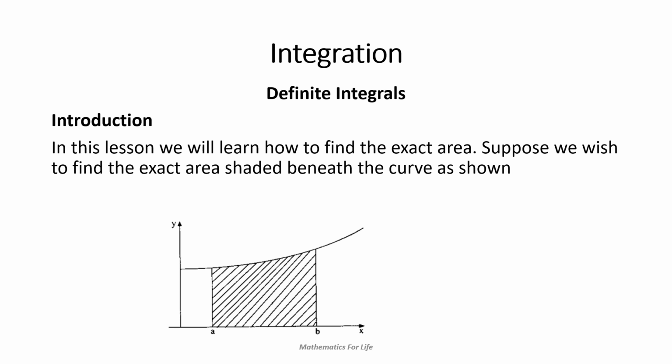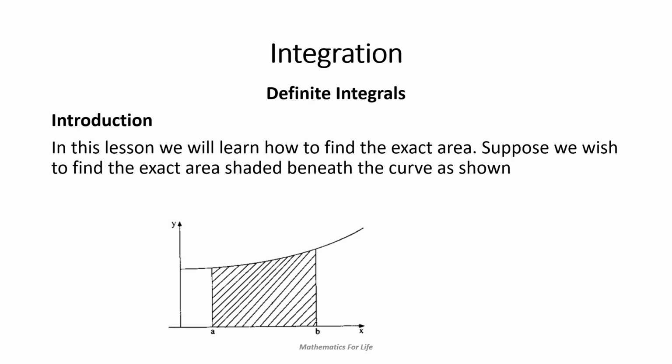In addition, we will learn how to find the exact area under a given curve. Now, suppose we wish to find the exact area shaded beneath the curve as shown in the diagram below. There are several methods which we can use to determine the area shaded as indicated in this particular diagram. We can use the counting technique, we can use the trapezoidal rule, we can use the mid-ordinate rule.